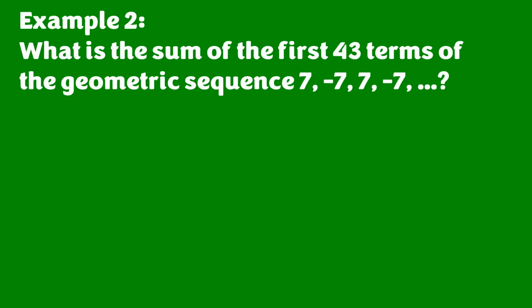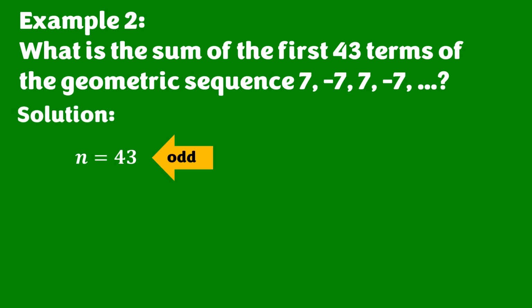For example number 2, what is the sum of the first 43 terms of the geometric sequence 7, negative 7, 7, negative 7, and so on? So the value of n is 43, and that is an odd number. So we're going to solve first for the value of r. r is equal to a sub 2 divided by a sub 1, and that is equal to a sub 2 is negative 7 divided by a sub 1 is 7. So negative 7 divided by 7 is equal to negative 1.